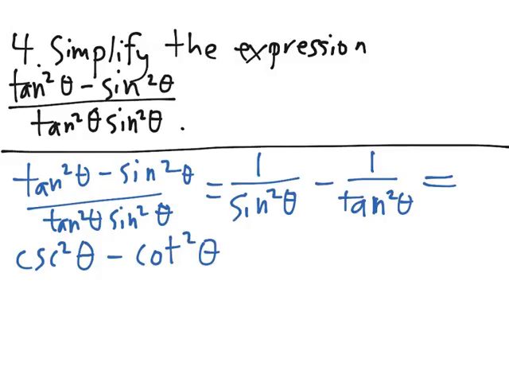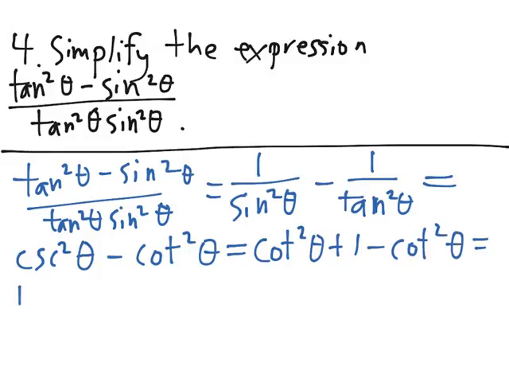Finally, we can use a Pythagorean identity to replace cosecant squared theta with cotangent squared theta plus 1. So we have cotangent squared theta plus 1 minus cotangent squared theta. The cotangent squared thetas will cancel, and we're left with 1.